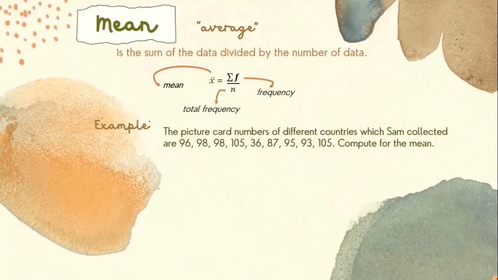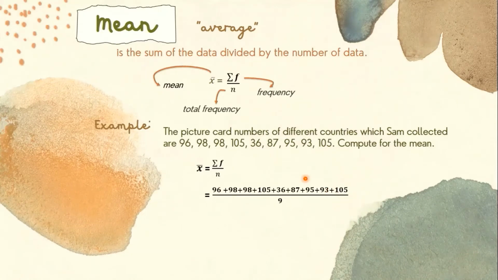The picture card numbers of different countries which Sam collected are 96, 98, 98, 105, 36, 87, 95, 93, and 105. Compute for the mean. We are looking for the mean, so we'll be using this formula. Substitute the values. Ito yung ating mga raw data given in the word problem, 96 hanggang 105.